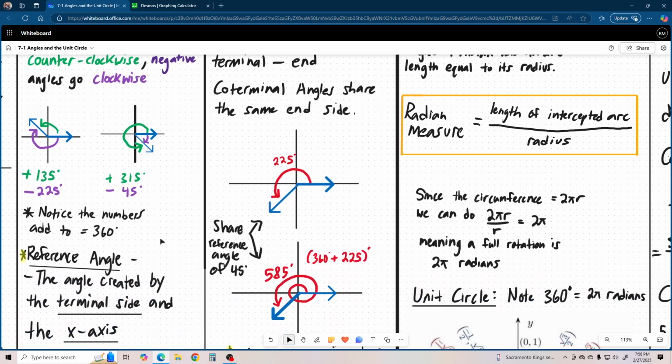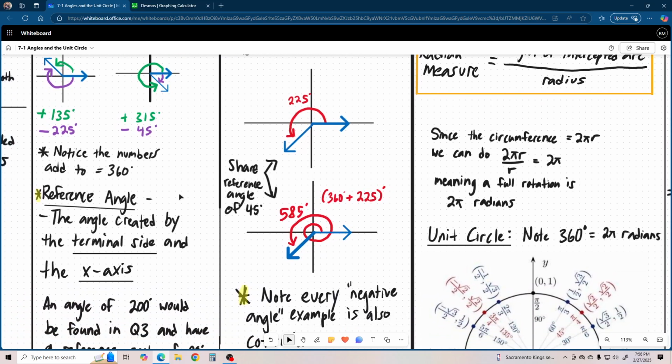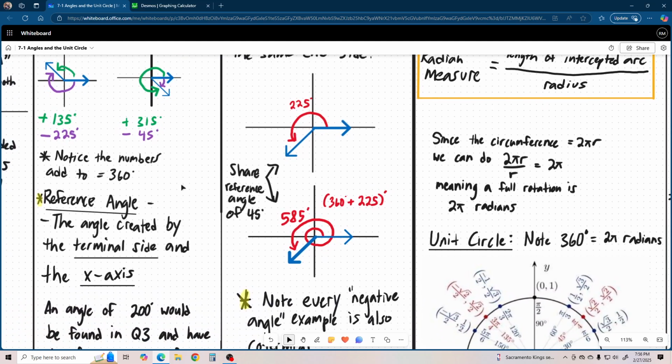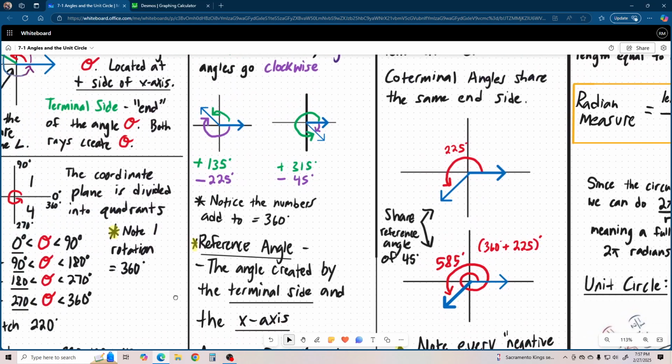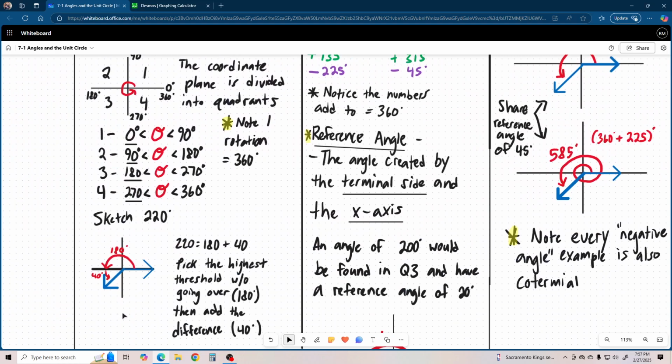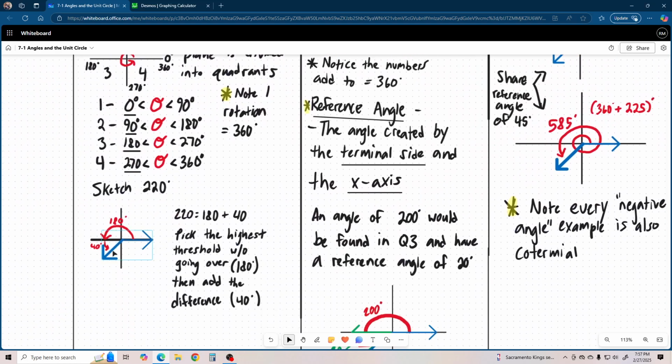All right. Now, this is a very important concept known as reference angles. The reference angle is the angle created by the terminal side of our angle and the x-axis. So let's go back to this one, because remember how I told you that the 40 degree piece is going to be very important? 40 degrees in this case is the reference angle because that's the piece that goes between the x-axis and our terminal side.